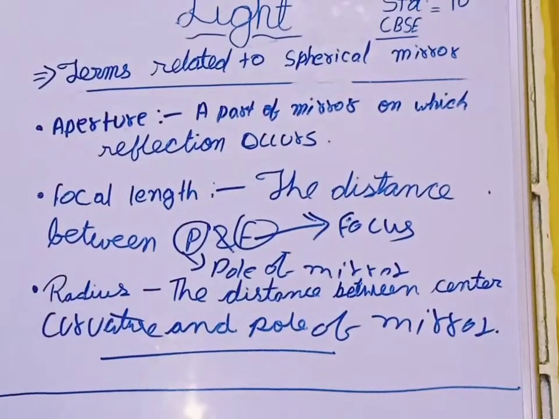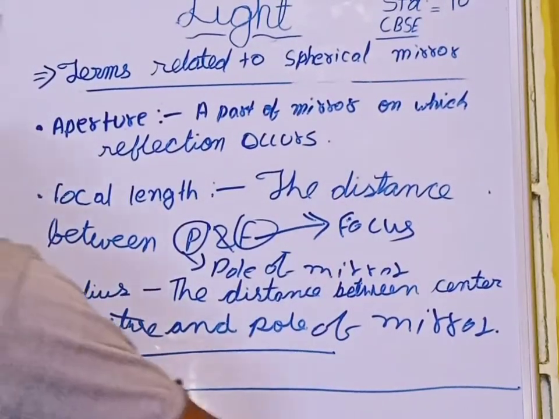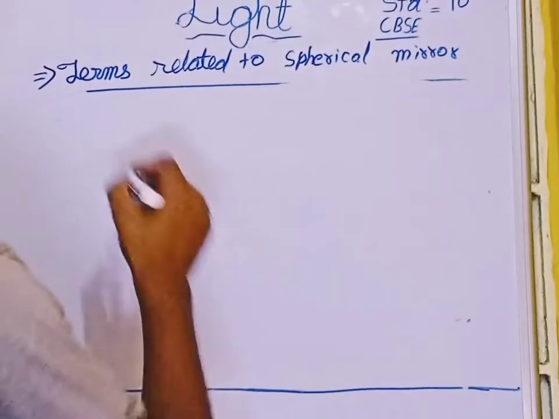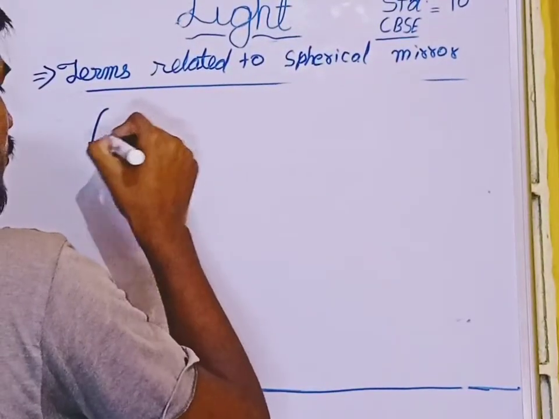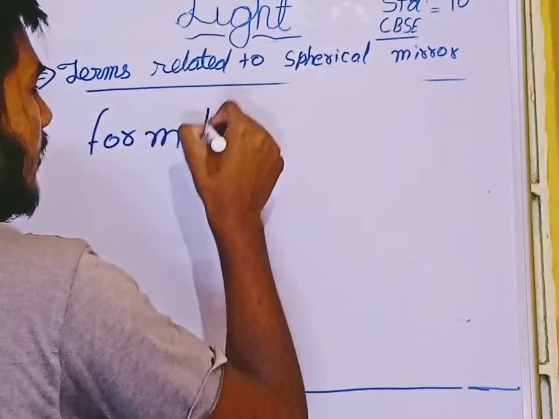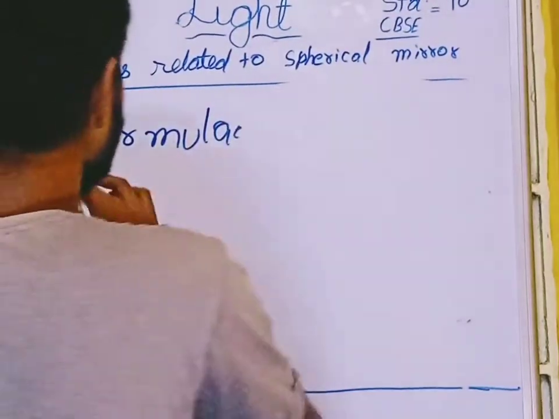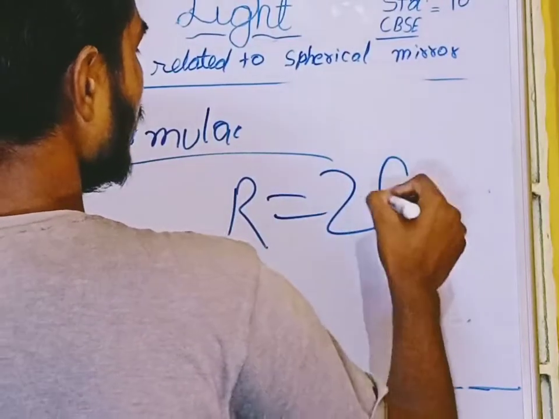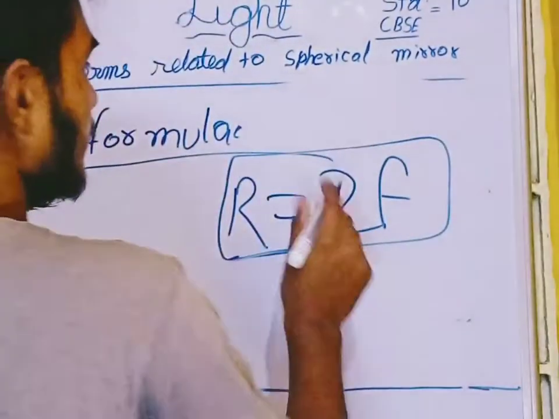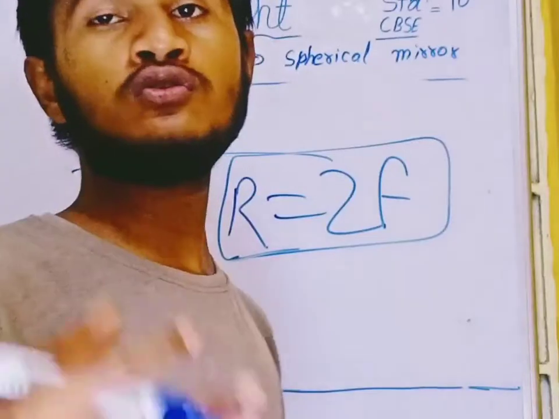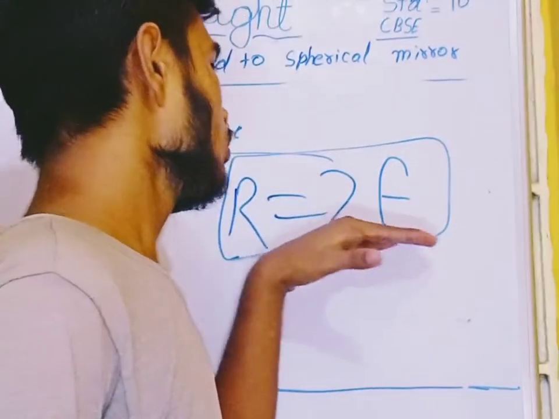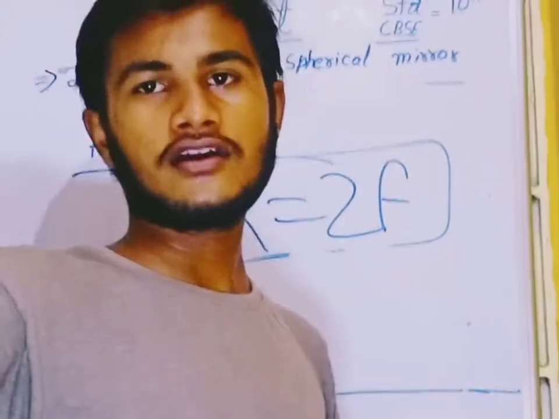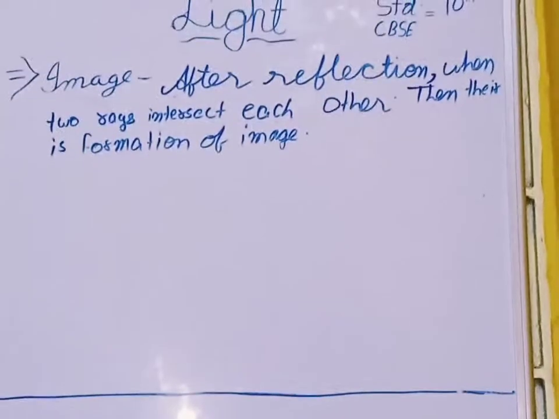Now the relation between focal length and the radius, the formula. R equals 2F, which means that if we multiply the focal length by 2, then it is going to be the radius.